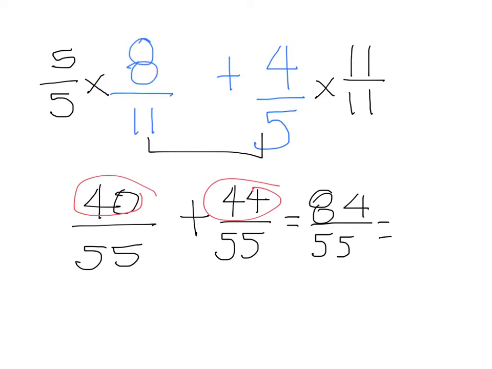So now we need to reduce. We know that 55 can go into 84 once. And then to figure out what we have left over, we could subtract 55 from 84. And what's left over is 29. So we're going to put that back over 55. And we can't reduce that any further because 29 is a prime number that does not evenly divide 55.